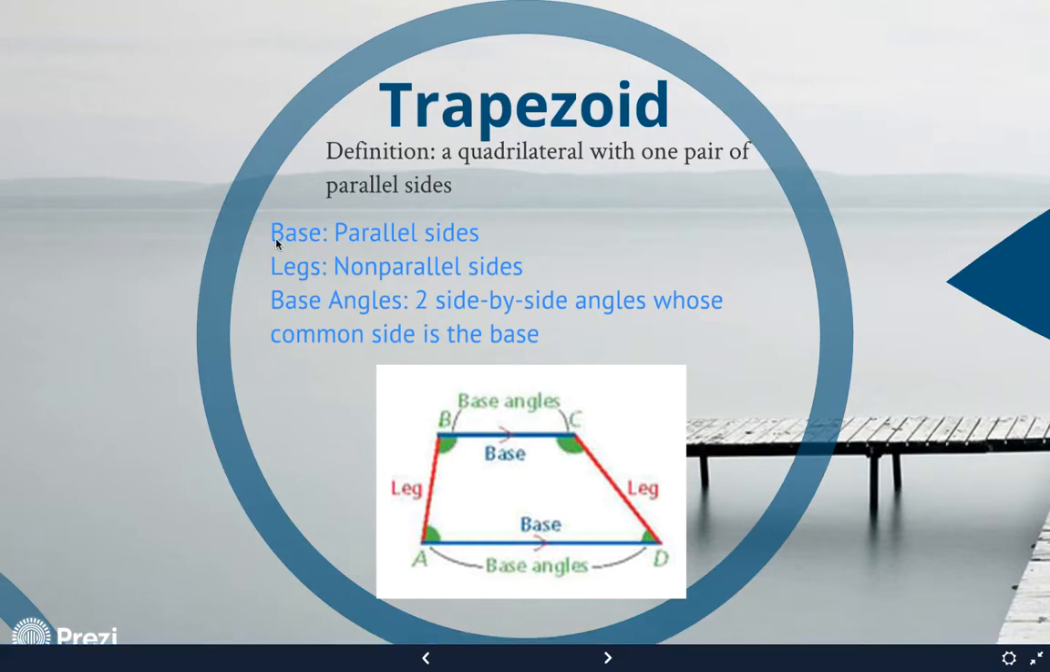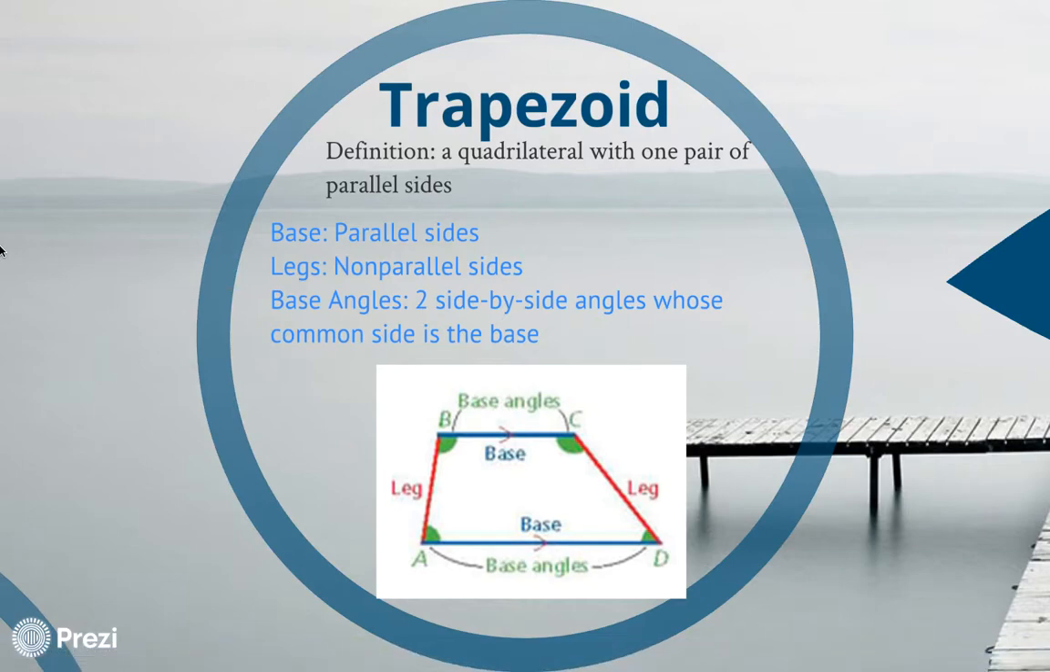Alright, and the base angles are the two side-by-side angles whose common side is the base. So like these two angles right here share the same base. So these two are base angles and these two are base angles because they both share the bottom base. So there's two pairs of base angles in a trapezoid.